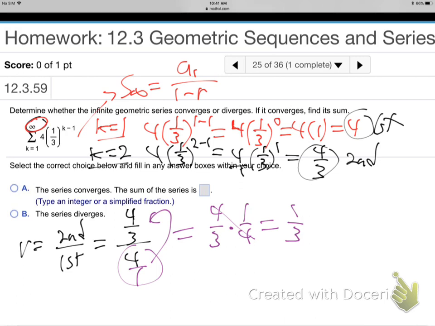So, can we do it? Green light or red light? Is R between negative 1 and positive 1? Sure, it's got to be a fraction, in other words. That's a fancy way of saying positive or negative fraction. It is, 1 third fraction. So we can do it.